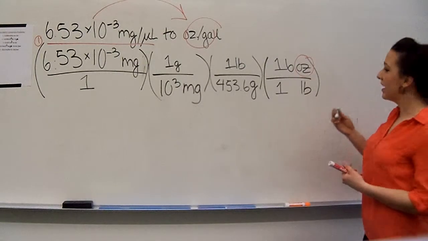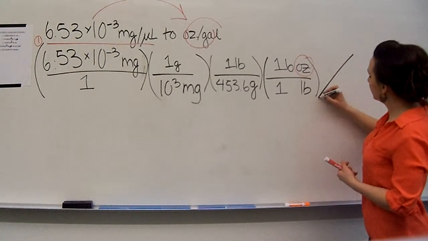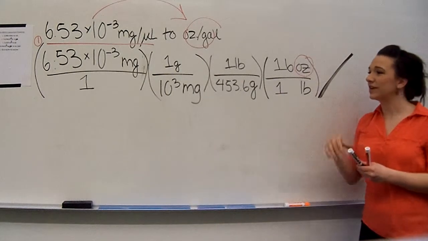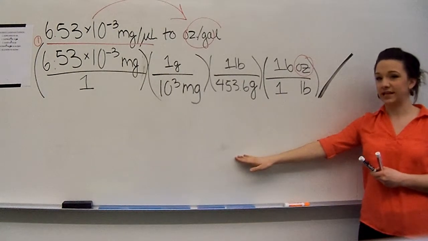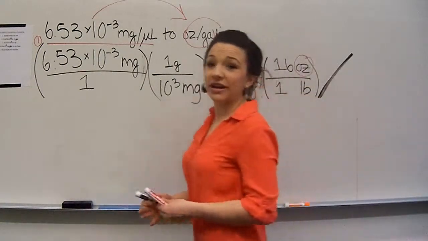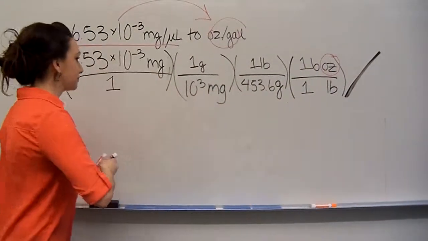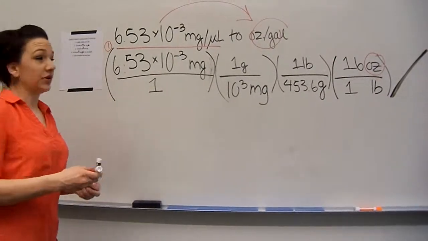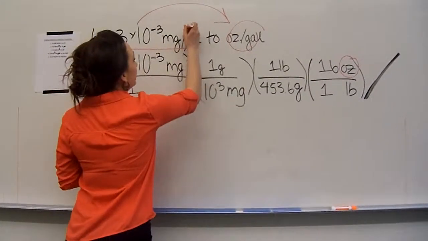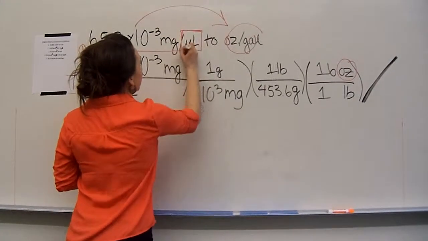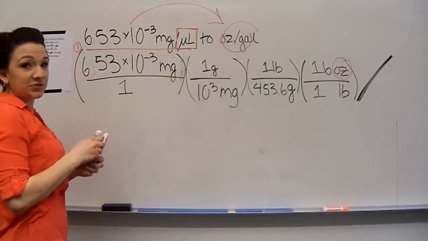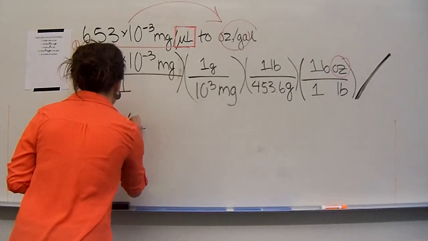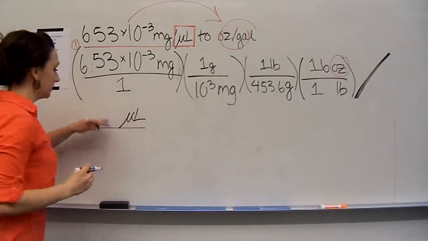For me personally, I always make a little slash right here to remind myself and to signify that I'm moving on to the second step, which is where it happens to vary a little bit. So on the second step, what we are going to do is write the unit that we are given. In this case, it's microliters. So we put this at the top.